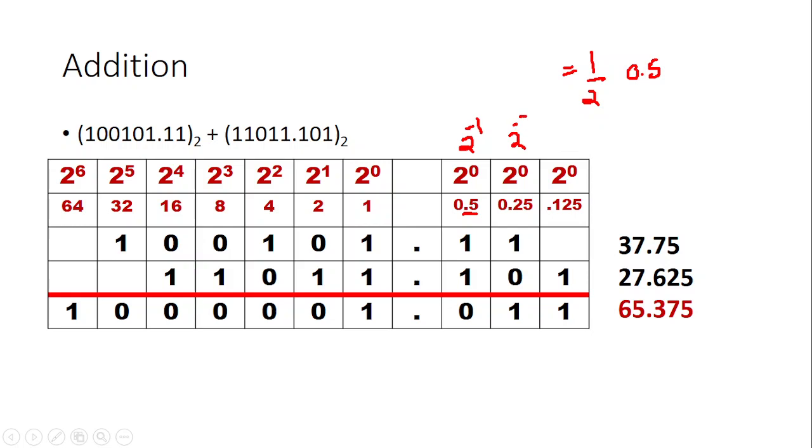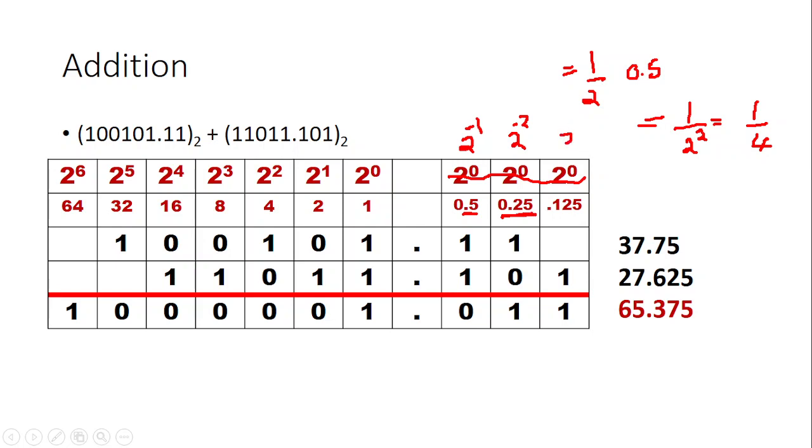Next one, 2 to the power minus 2. So 2 to the power minus 2 is 1 over 2 to the power 2, that is nothing but 1 by 4. So you know very well 1 by 4 is a quarter, 0.25. That is what you get.